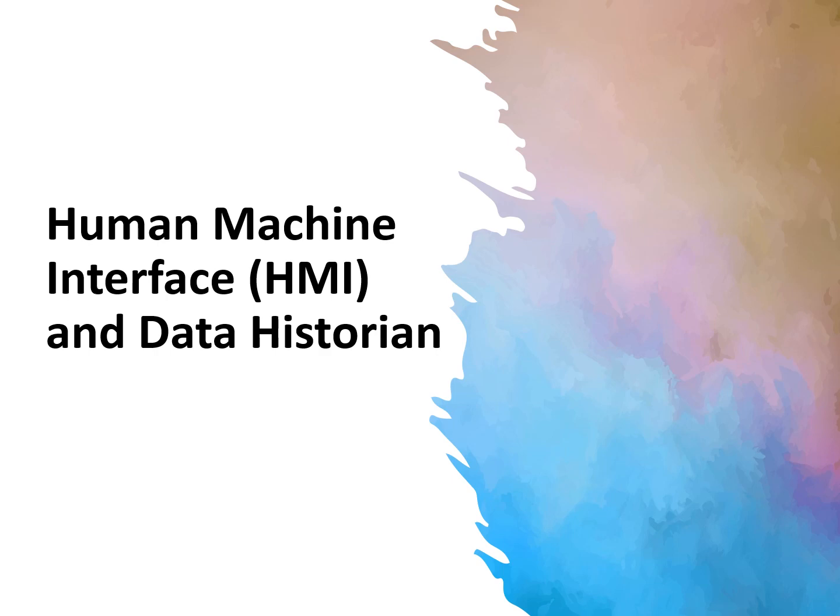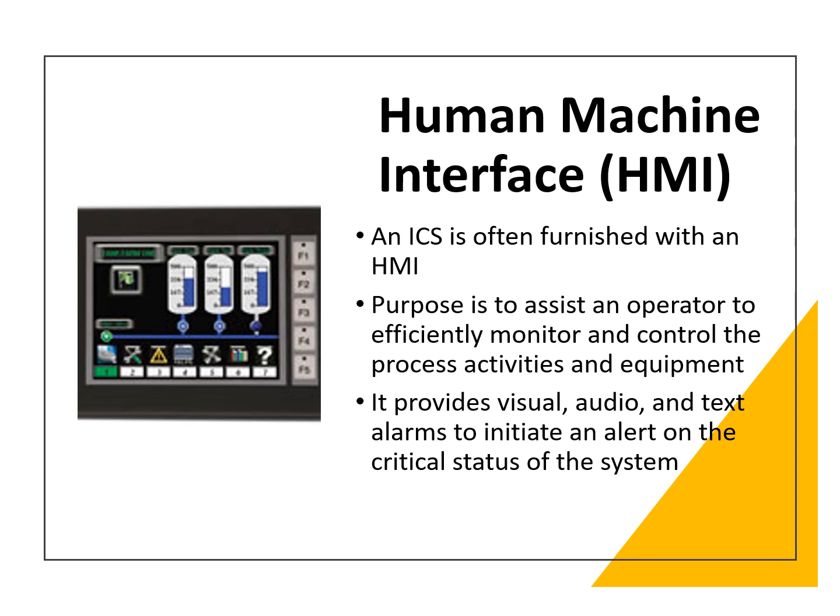Next, we look at the HMI and data historian components of an ICS. An ICS is often furnished with an HMI to assist the operator to efficiently monitor and control the process activities and equipment. To supplement this function, the HMI provides visual, audio, and text alarms to initiate an alert on critical status of the system. The figure depicts a typical HMI.